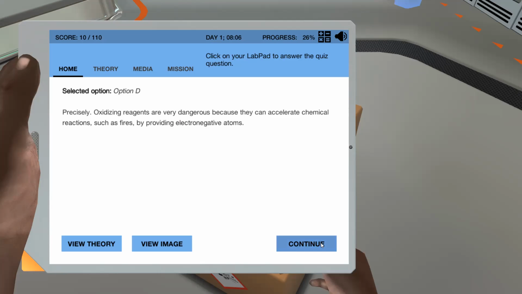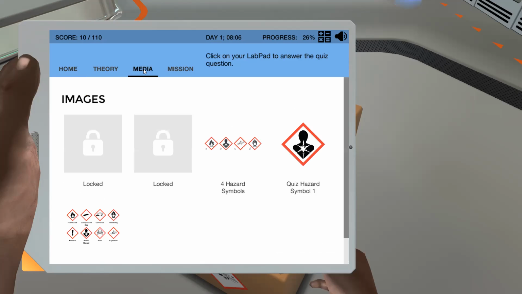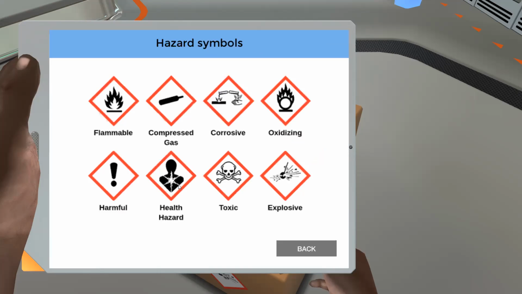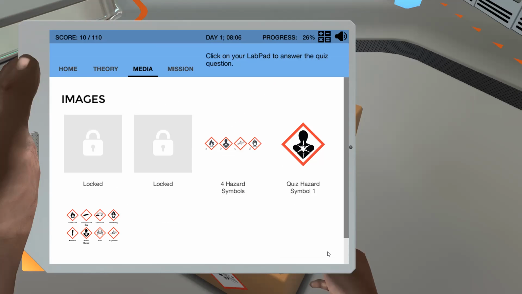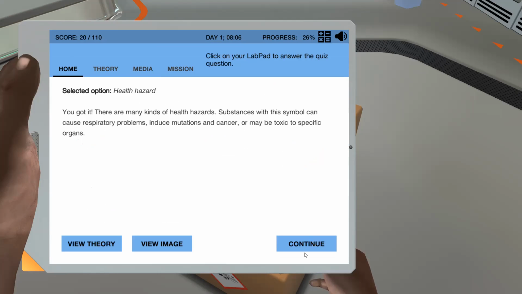Ooh, bad. What does the following symbol mean? Okay, so once again, go to media if you don't remember. And you notice it says health hazard, right? If you can see it. See? Right? So now you go back and you say that. Means C, health hazard. You got it. There are many kinds of health hazards. Substances with this symbol can cause respiratory problems, induce mutations and cancer, or may be toxic to specific organs.